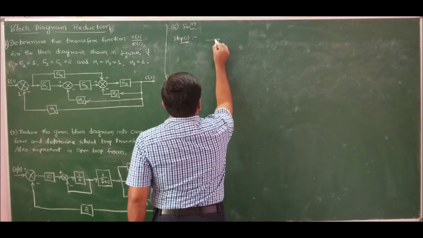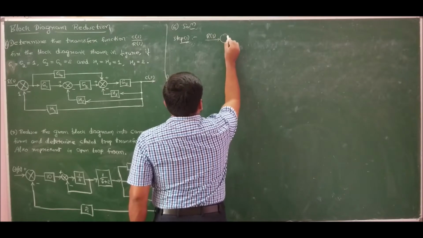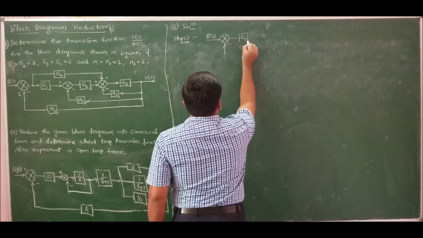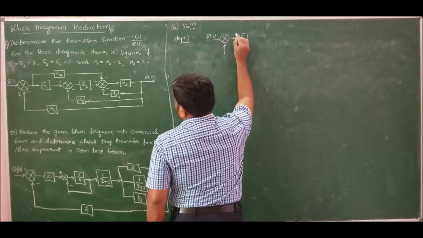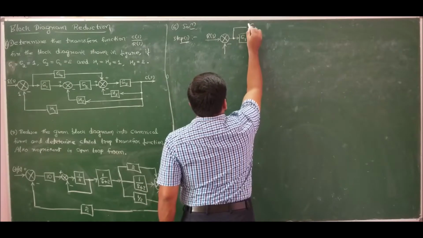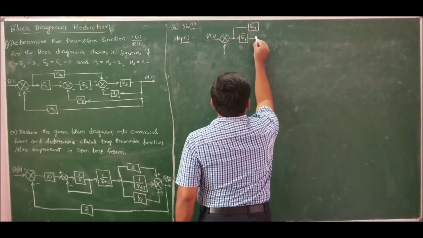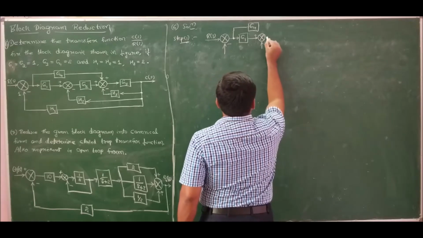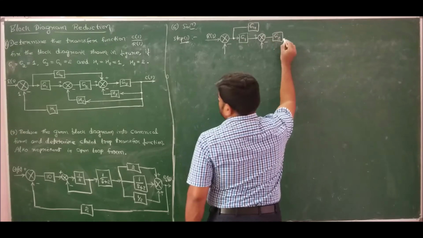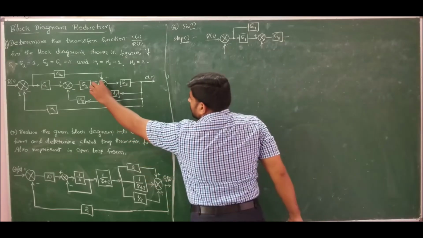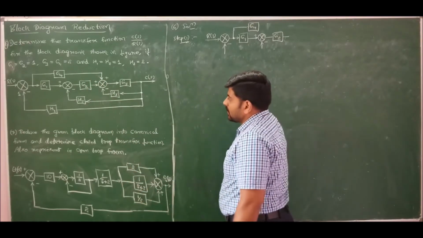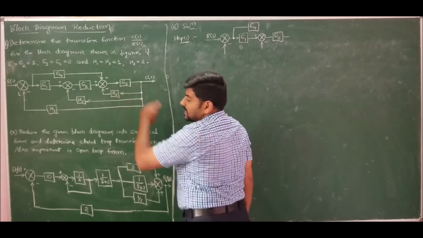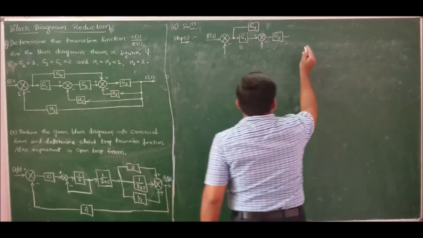That is, in step 1 we have R of s, we have a summing point with negative feedback, we have G1, and we have a takeoff before G1 to G4, which means G1 and G4 are in parallel. Next we have a summing point with plus, with a feedback of minus to G2, and if you carefully observe we have two paths coming to this summing point. One is the forward path G4, another one is the feedback H3.